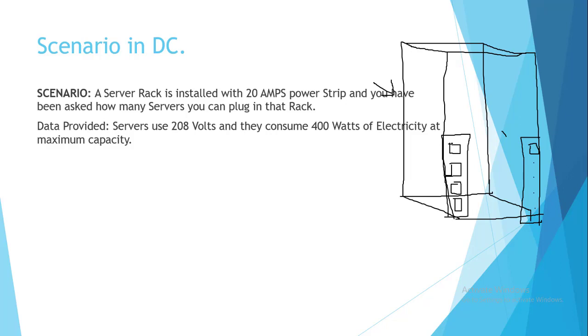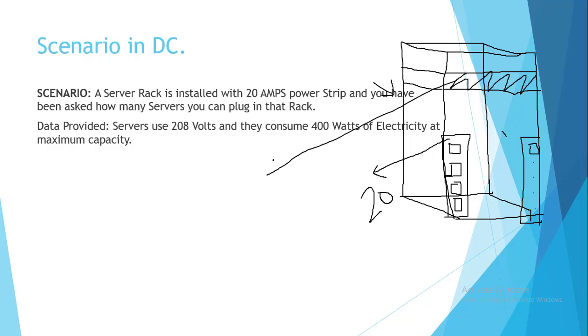Now the question is, this power strip supports 20 amperes, and there are servers. Let's say this is one server. This one server uses 208 volts and consumes 400 watts of power. So the question is, how many such servers can be connected? Is it just one or many such servers? Understood the question now? So let's move.